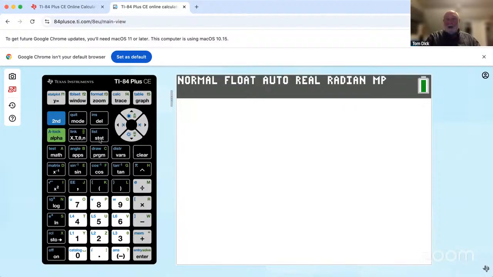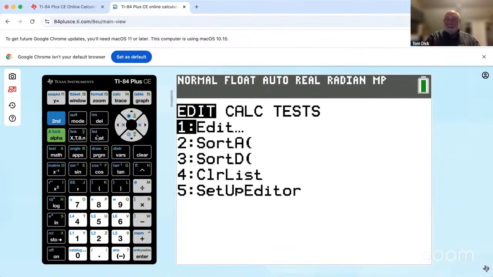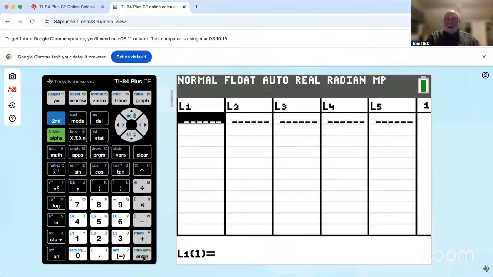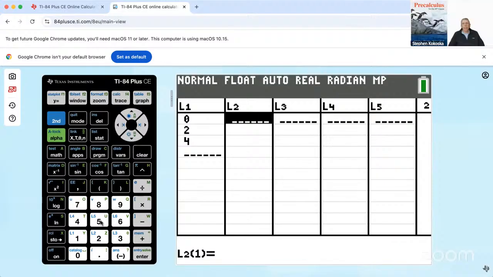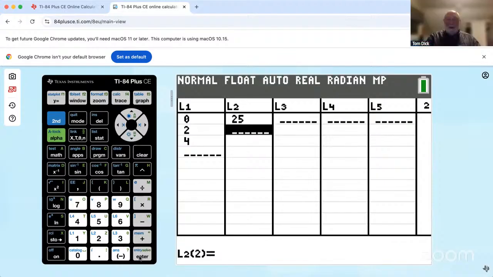And so I'm actually going to go to the stat editor and get my list editor there and put in those values that were given at the beginning of the problem. So the 3 time values, I think, were 0, 2, and 4. And then these will be thousands of downloads, I think. So we had 25 at 0, 30 at time t equal 2, and 34 at time equal 4.